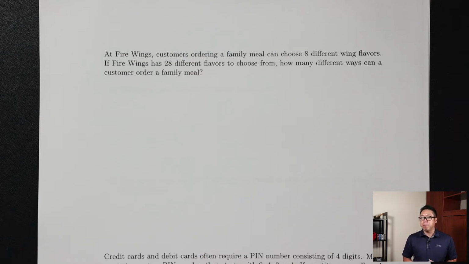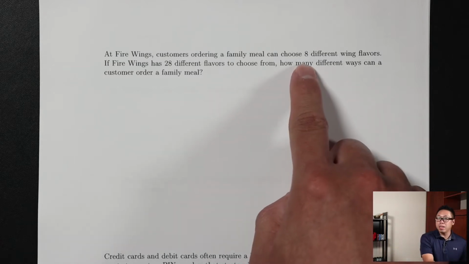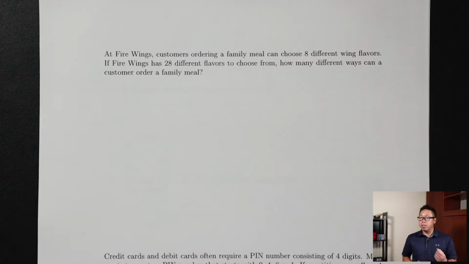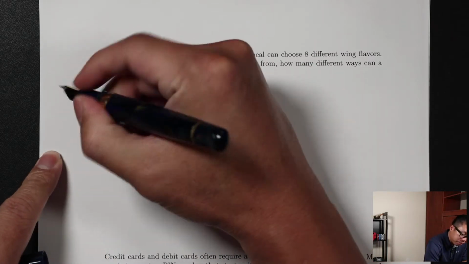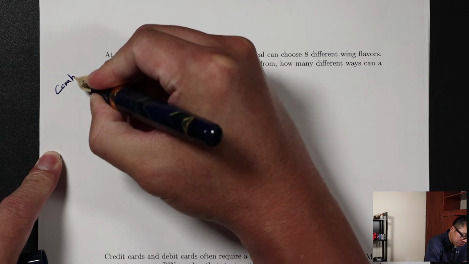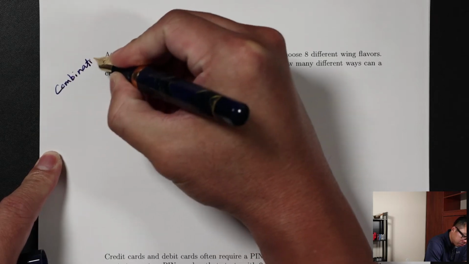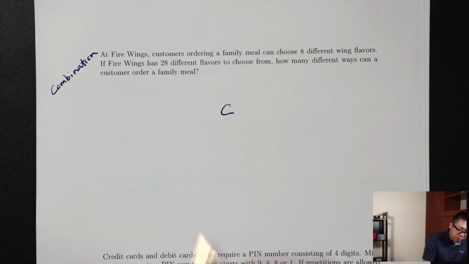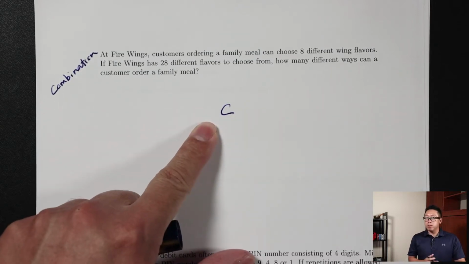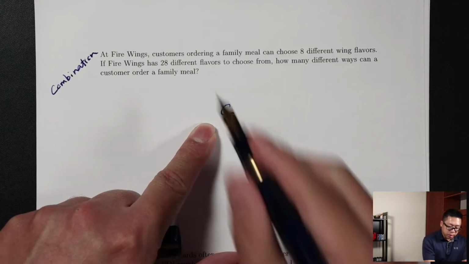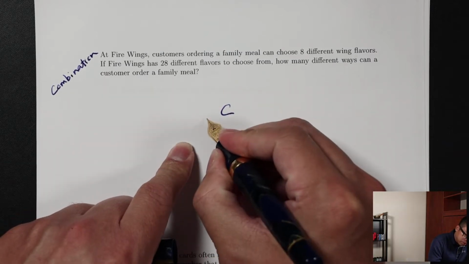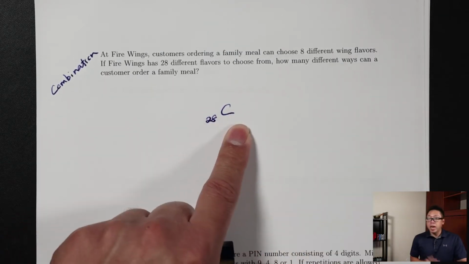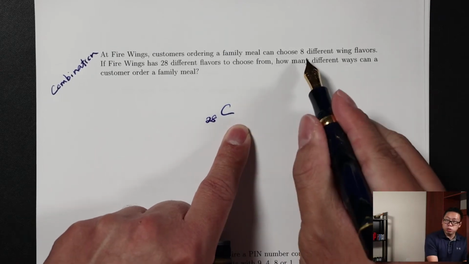Does it matter? It does not, right? They're all going to go in the same bag. It doesn't matter what order you choose these 8 different flavors. So because the order does not matter, this is a combination. For combinations, the final answer is going to be something, choose something. First number will be the total that you're choosing from, 28 flavors total. Second number, how many are you choosing? We are choosing 8.